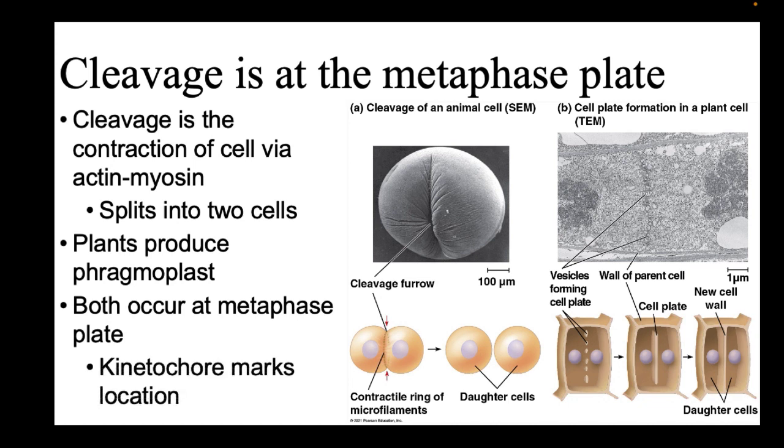Both of these, like I said, occur at the metaphase plate. And in 340, you're going to learn how they actually know where it is. It has to do with the kinetochore. The kinetochore kind of marks its location, and it tells other cell parts, hey, you might want to come here later on. So animals, we do the split. Plants, we build a wall in the center of the cell. Main difference. Both splits occur at the metaphase plate, which means the cell needs to know where the metaphase plate is.